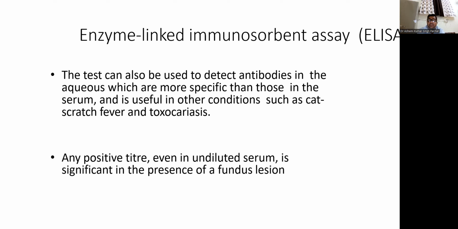As already written on the slide, ELISA of the anterior chamber is more specific than that with the serum, and it is useful in other conditions also, like toxocara and toxoplasmosis. And any positive titer, even in the undiluted serum, is significant for the final confirmation of the diagnosis, and the management should be done according to that.